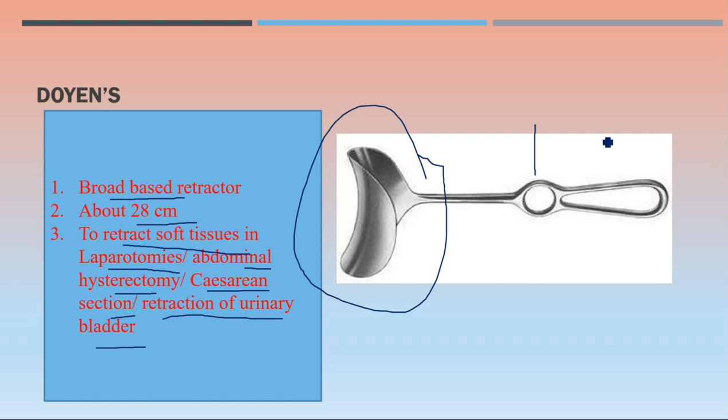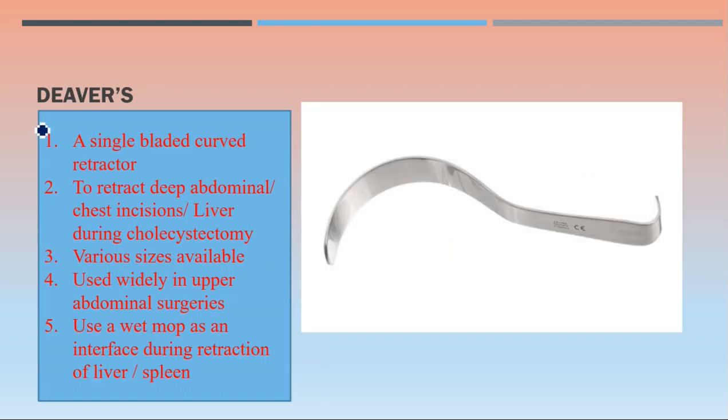Again, the common thing is the fenestrations, you know the reason why there are fenestrations. I'm repeating it every time whenever we are discussing various types of retractors: to make it light. Then Deaver's retractor. It's a single bladed curved retractor. You can see.